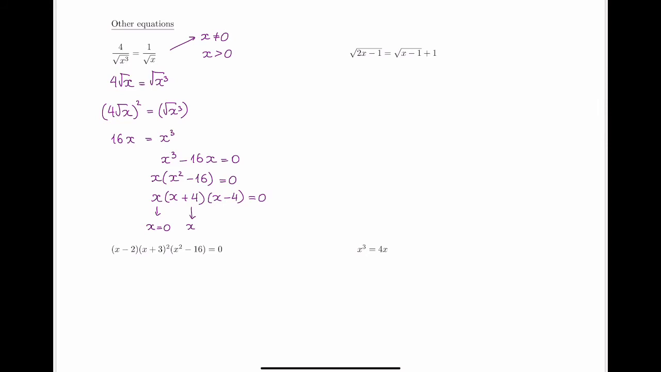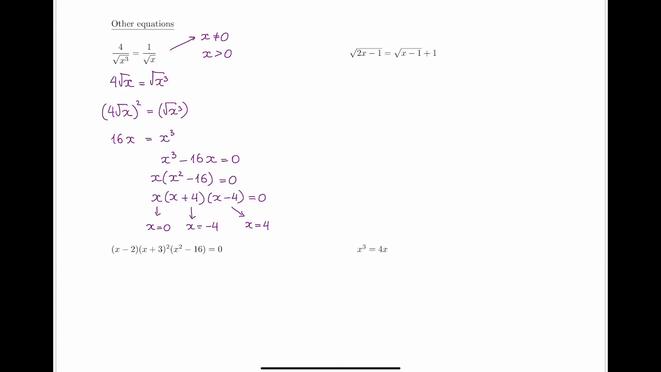So this factor of x is 0 when x is 0. This factor is 0 when x is equal to -4. And this last factor is 0 when x is equal to 4. So I have 3 potential solutions here, and now I need to plug them back in or check them against my constraints to make sure that they're not extraneous.